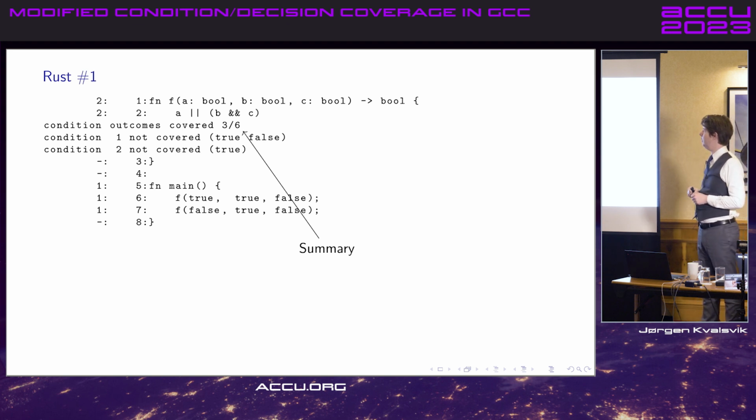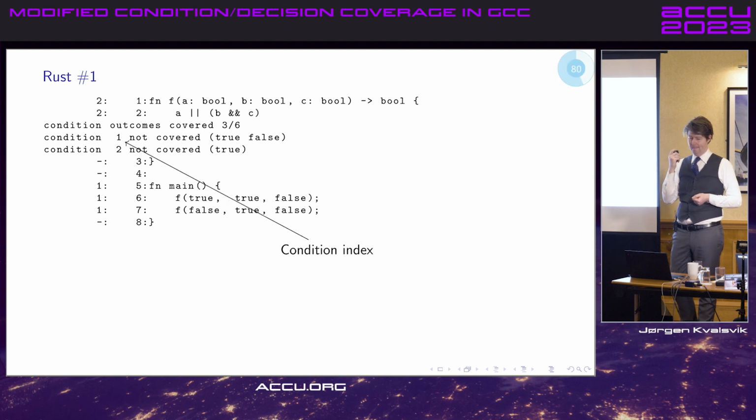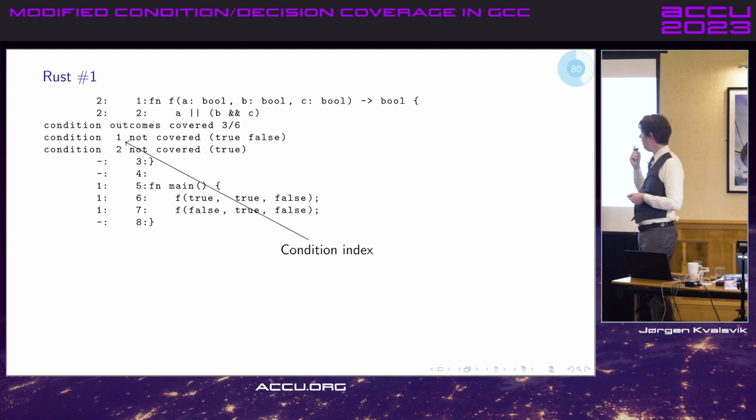gcov reports the summary, which is the number of conditions that it found. In this case, it found 6 outcomes because each condition has a true and a false. So it's twice the number of terms. So it always reports a summary whenever it finds something. It reports on the condition index, and this is 0 indexed because we're programmers.